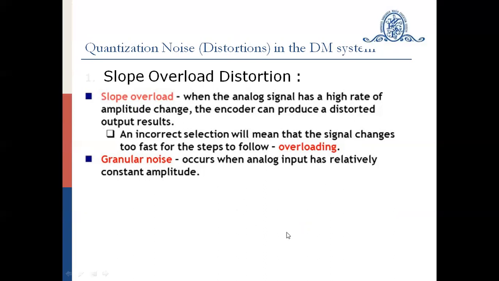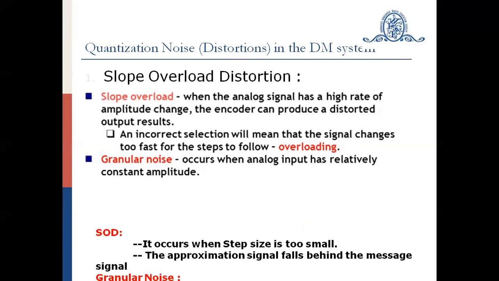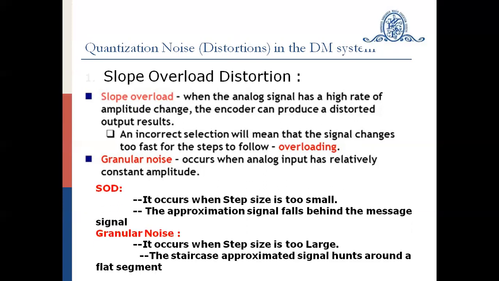Now let us see in detail what is SOD. When the analog signal has a high rate of amplitude change, the encoder can produce a distorted output. Granular noise occurs when the analog input has a relatively constant amplitude. In the figure also we have seen this. So as a whole, we can say that slope overload distortion occurs when the step size is too small, whereas granular noise occurs whenever the step size is too large. In SOD, the approximated signal falls behind the message, and in granular noise, the staircase approximated signal hunts above and below.